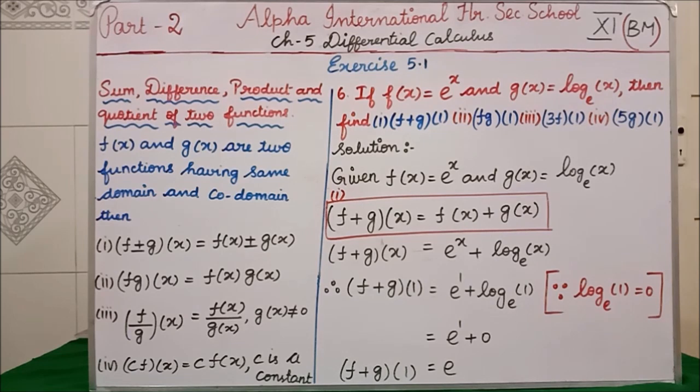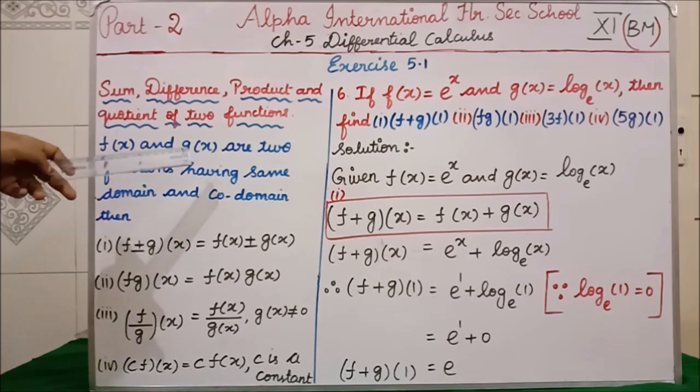Before going into the sixth problem, we have to know about some rules. The sum, difference, product and quotient of two functions. Two functions means f of x and g of x added together. So far we have seen only one function, f of x. Now we are going to see f of x and g of x, two functions.